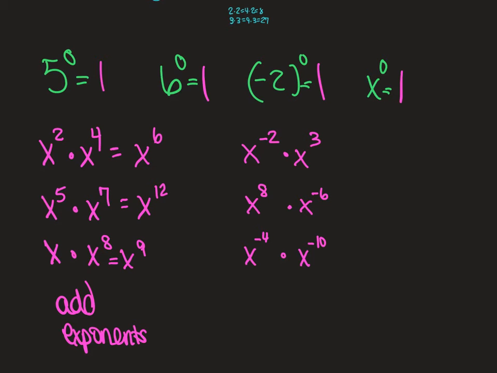We come over here. What is negative 2 plus 3? X to the first. Most of the time they won't even write that first. They'll just write X. What is 8 plus negative 6? Well, I like to scribble the plus sign out. 8 minus 6 is 2. Okay, what is negative 4 plus negative 10? I like to scribble that plus sign out. I see 2 minuses. I really add negative 14.